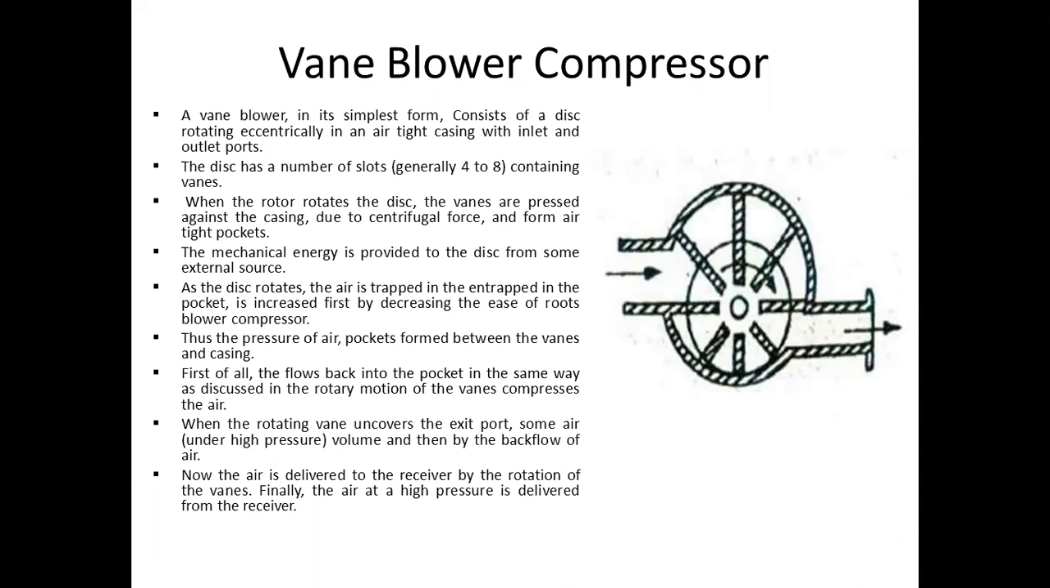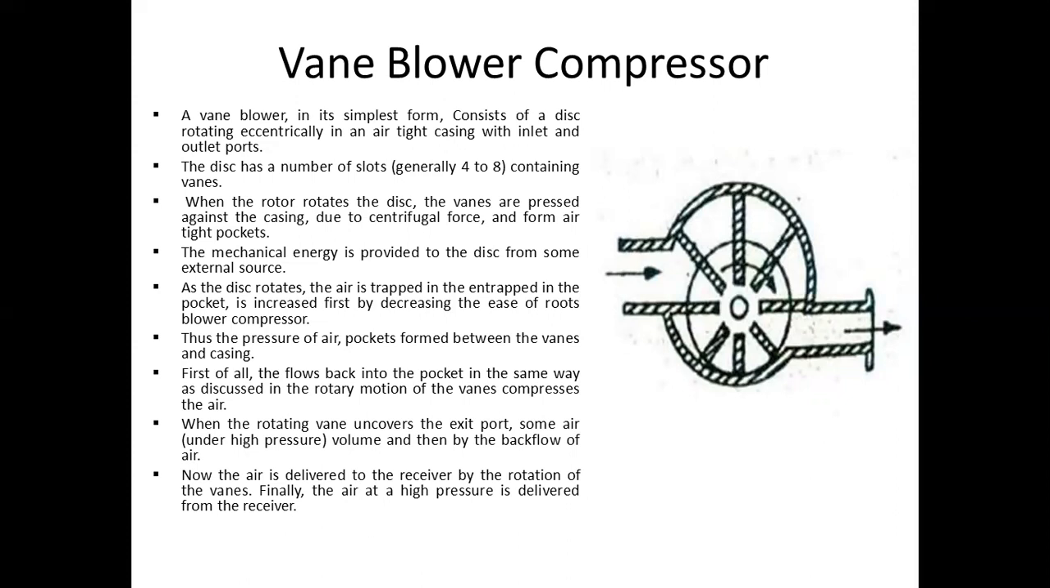Vane blower compressor. A vane blower compressor, in its simplest form, consists of a disc rotating eccentrically in an airtight casing with inlet and outlet ports. The disc has a number of slots, generally 4 to 8, containing vanes. When the rotor rotates the disc, the vanes are pressed against the casing due to centrifugal force and form airtight pockets. The mechanical energy is provided to the disc from some external source.